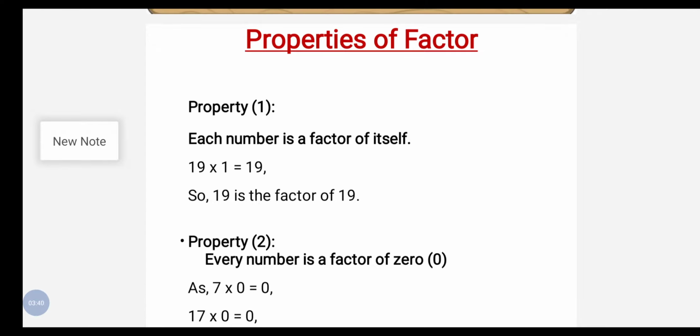The second property is that every number is a factor of 0. When we multiply any number with 0, we get 0. So the number 0 can be written as the product of 0 and any number. So every number is a factor of 0. Okay.